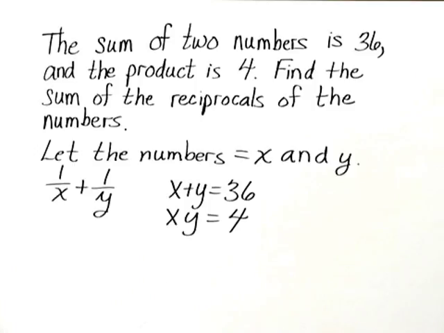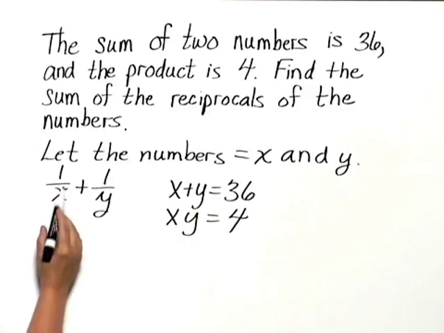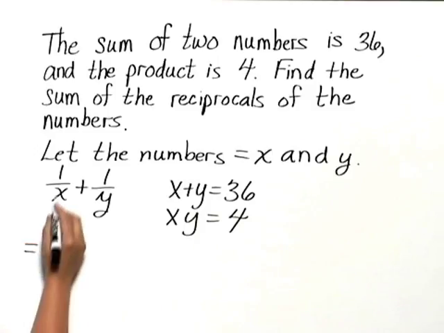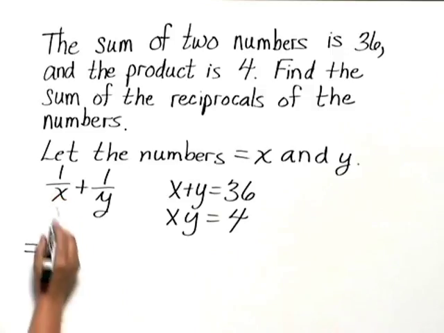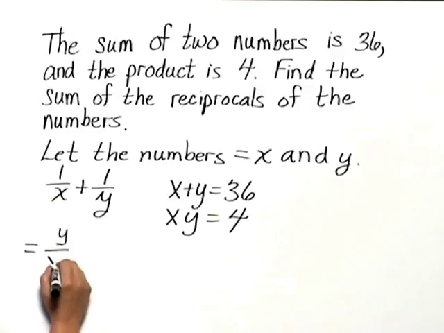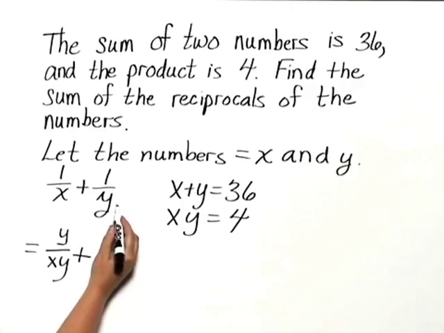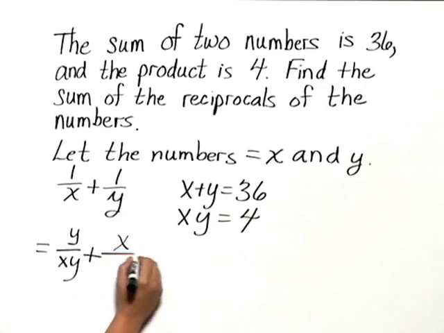Now, one approach would be to take this system of equations and solve it for x and for y. But before we do that, let's simplify this a little bit. If we have 1 over x plus 1 over y, and we get a common denominator of xy, multiplying the first by y over y, we have y over xy. And multiplying the second expression by x over x, we have x over xy.